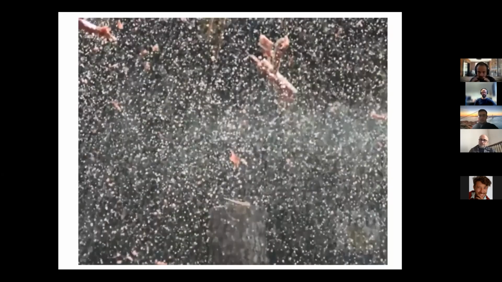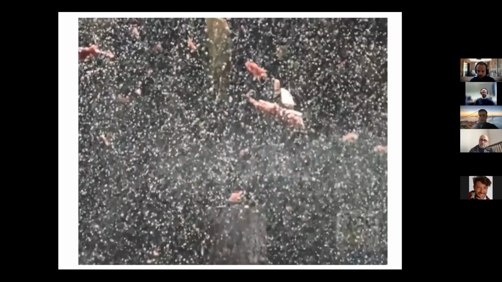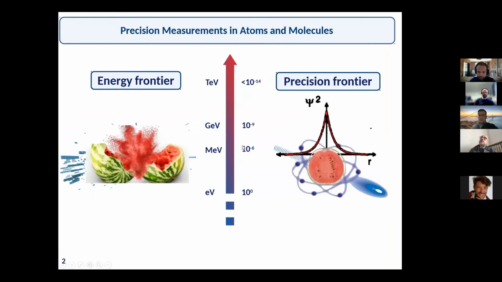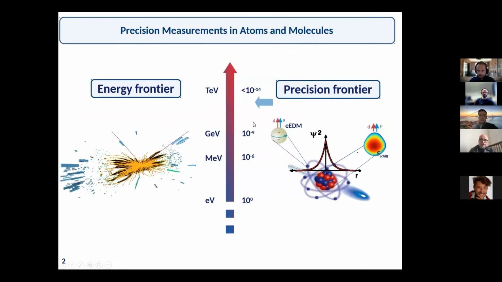You can make models that give a good description of how the watermelon pieces are connected. So what we do is quite different, right? We put an electron around this watermelon and we study it very precisely, because we know that for some electrons there will be an overlap with the inside of the watermelon. And the higher the precision, as I said, the higher the resolution of nature.